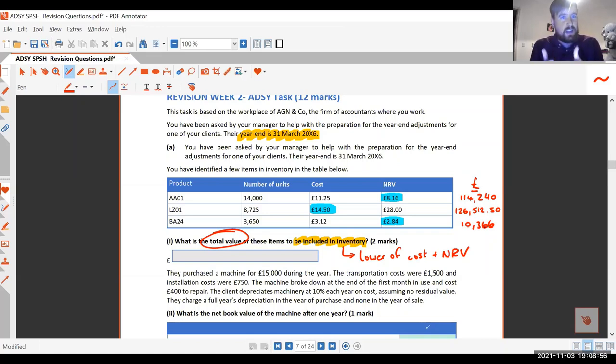Justina, fantastic. Like to see that in the chat box. Some good answers in there as well. If you add all three of those different product lines up, you should end up with a total of 251,118.50, like so.